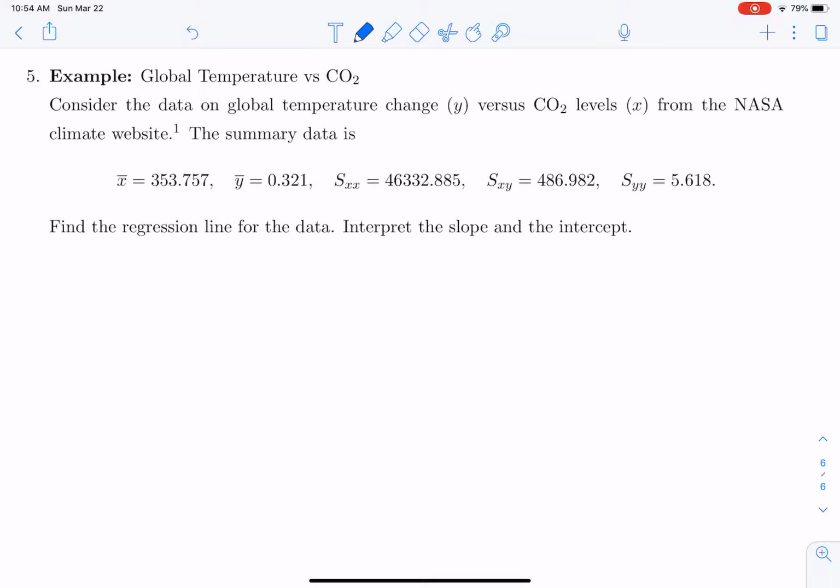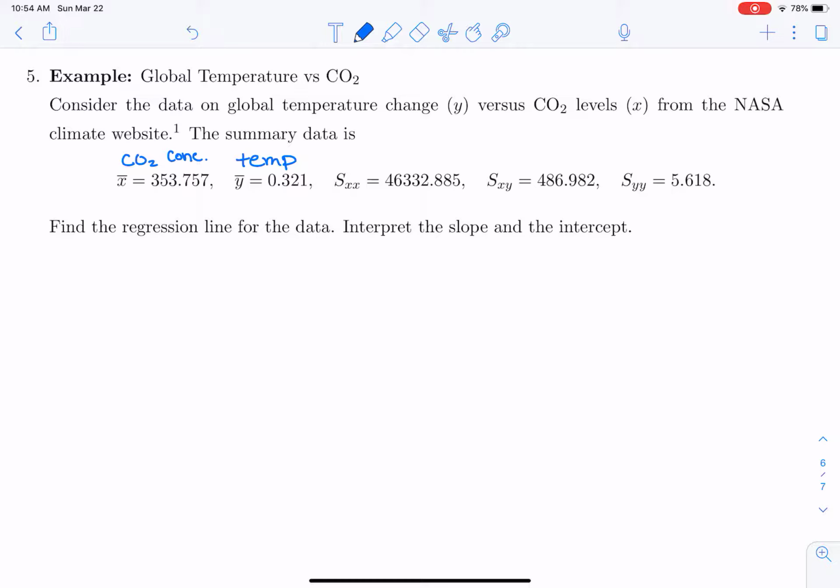I would like to finish with this example of global temperature change versus CO2 concentration in the atmosphere. We're going to use the data that's given to us by the NASA climate website, which I've included for you on your handout. The summary data is that x bar, which represents the average CO2 concentration, is 353.757, and then y bar, which represents the average temperature change, is 0.321.